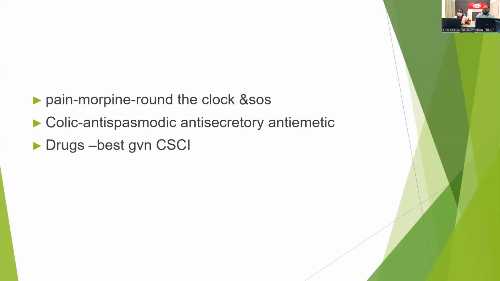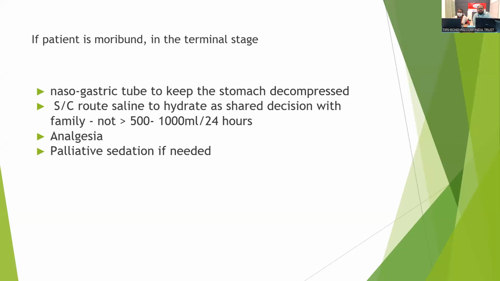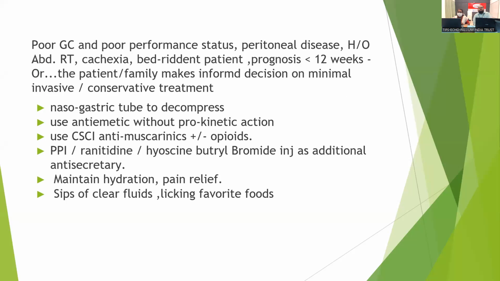So we don't use a nasogastric tube regularly. It can be used for a short period of time, only to relieve the intestinal distress, to decompress. When there is increased secretion and abdominal distension, and that is going to be an issue with the patient, we can go for it for a short period of time and go for decompression. Okay, then use an antiemetic without prokinetic action.